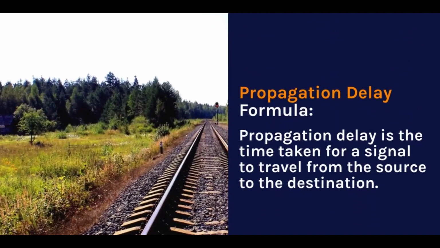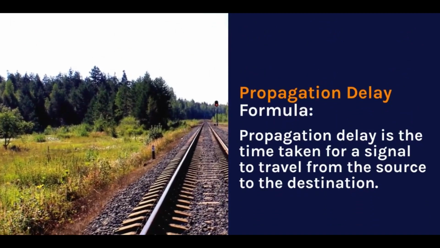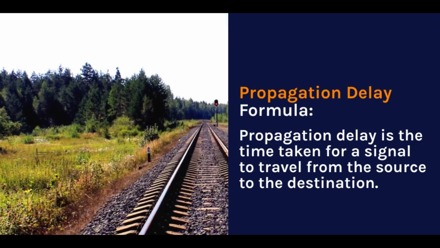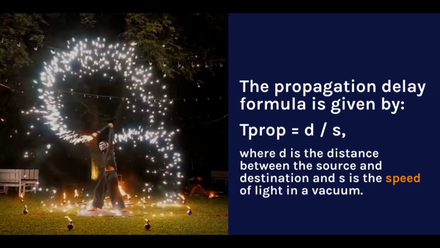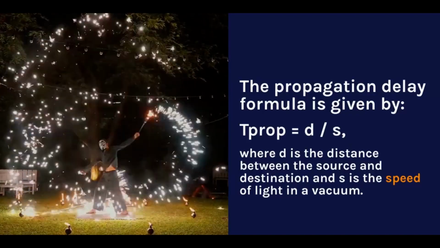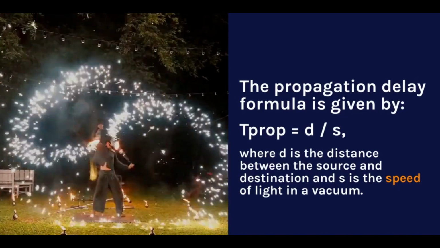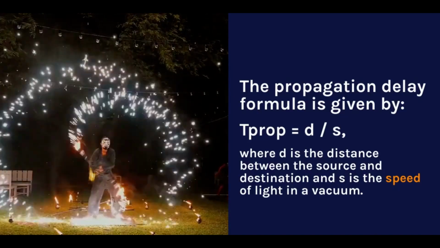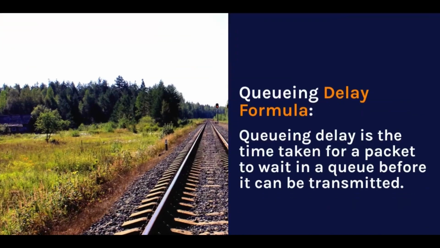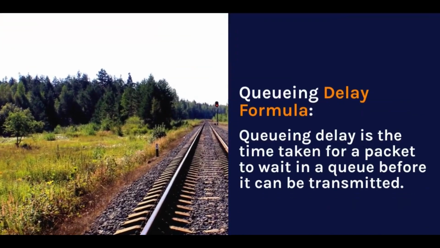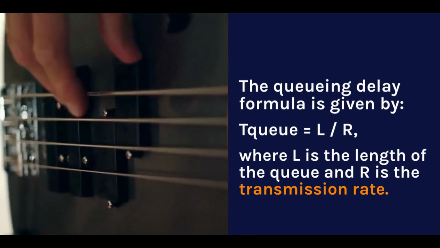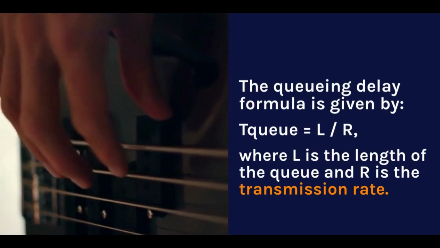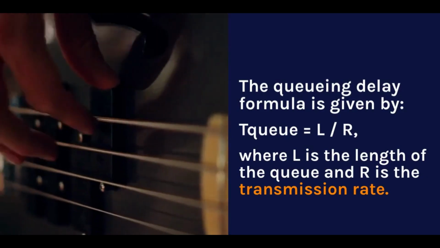Propagation delay formula. Propagation delay is the time taken for a signal to travel from the source to the destination. The propagation delay formula is given by prop = d/s, where d is the distance between the source and destination and s is the speed of light in a vacuum. Queuing delay formula. Queuing delay is the time taken for a packet to wait in a queue before it can be transmitted. The queuing delay formula is given by Q = L/R, where L is the length of the queue and R is the transmission rate.